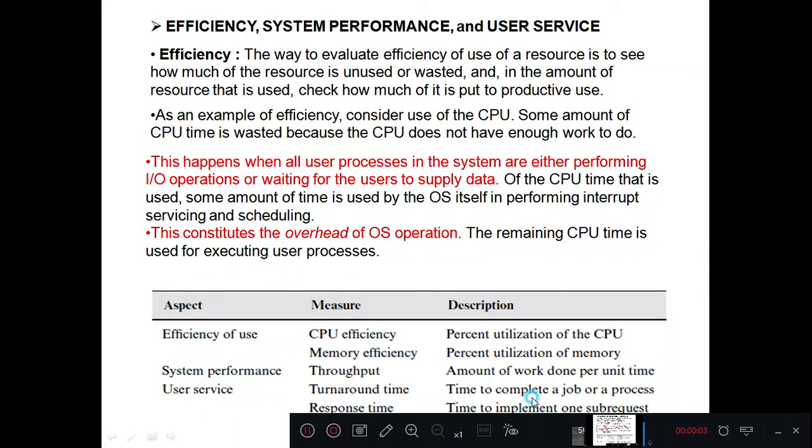In the last class, we were discussing the three terms associated with the operating system. One is efficiency, second one is system performance, and the third one is user service, right? And we have already discussed efficiency. So what is efficiency? The way to evaluate efficiency of use of resource is to see how much of resource is unused or wasted, right? So efficiency we have already discussed.